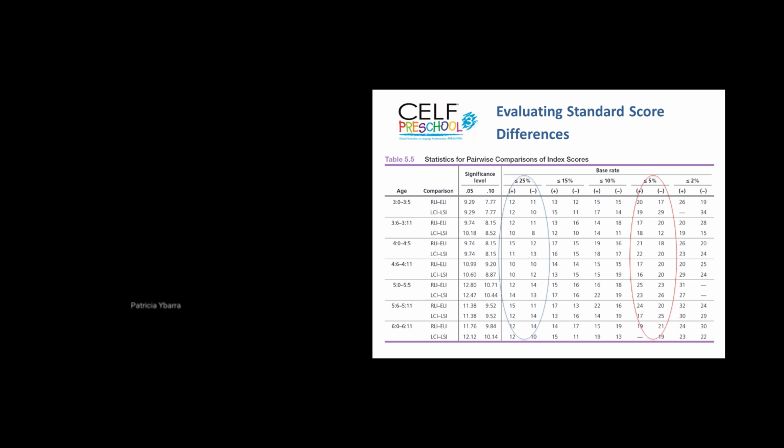Next, if there is a significant difference, then you want to evaluate how rare the score difference is in the general population. So you see that 12 points, positive 12 points, is under the less than or equal to 25% column. And so that means that less than or equal to 25% of children in the normative sample had differences of 12 points. The less often a score difference occurs, the greater the chance that the difference may have an impact on intervention and educational modifications or accommodations.